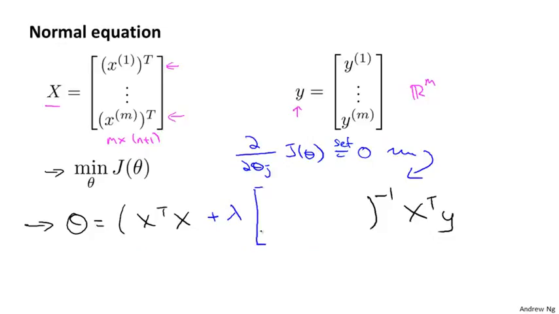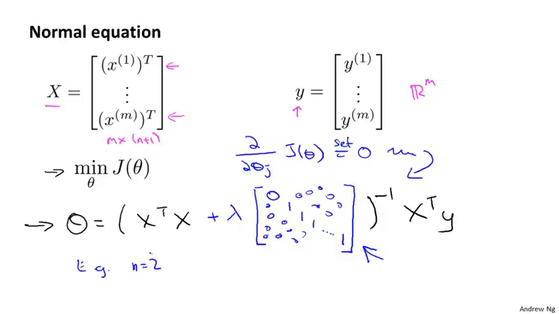Inside this parenthesis, you end up with a matrix like this: 0, 1, 1, 1, and so on, until the bottom. This matrix has its upper leftmost entry as 0, there are 1s on the diagonal, and 0s everywhere else, because I'm drawing this a little sloppily. As a concrete example, if n equals 2, then this matrix is going to be a 3 by 3 matrix. More generally, this matrix is an n plus 1 by n plus 1 dimensional matrix.